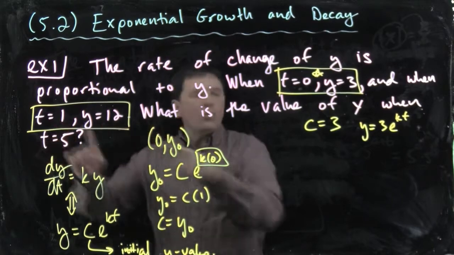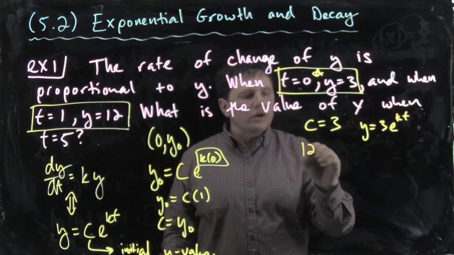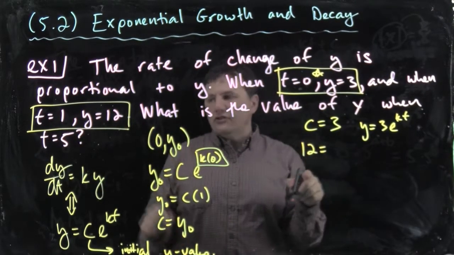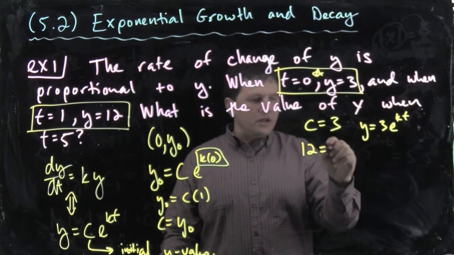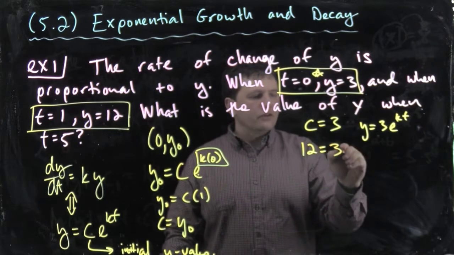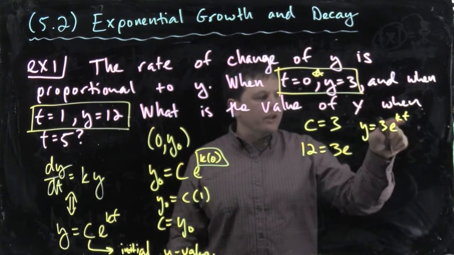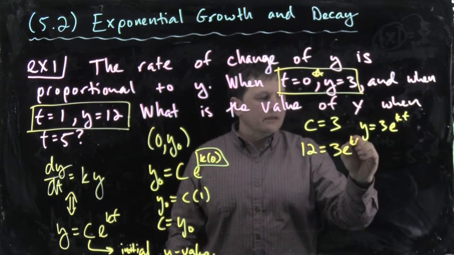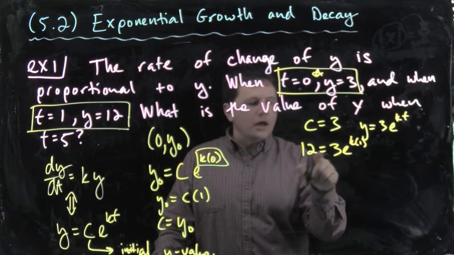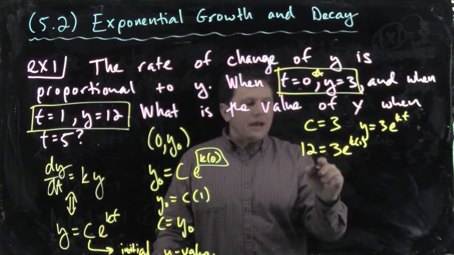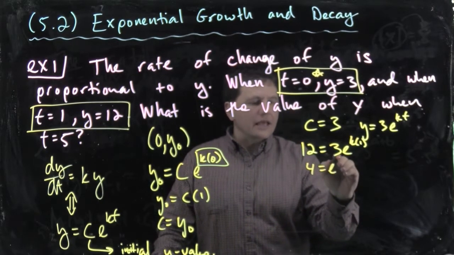So now I'm going to take this point and plug this in. Now one caution here, we really don't want to use our calculator till the very end. So we're going to manipulate this algebraically. So this will be e to the, and we're going to plug 1 in for t, so that will just be k. So k times 1. Then let's go ahead and divide by 3. We get 4 is equal to e to the k.